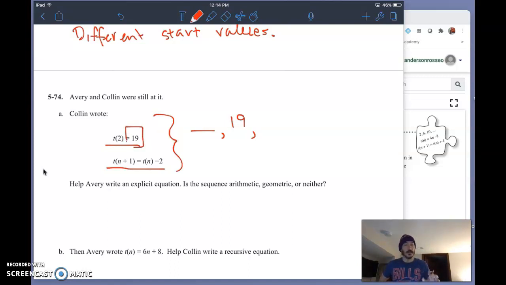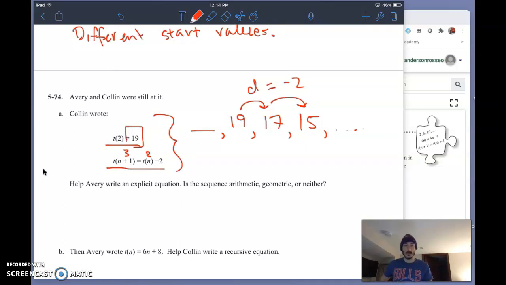The other thing that I can deduce from this is that the next term, the third term, is equal to the second term minus 2. So I can take the second term and subtract 2. If I take 19 and subtract 2, I get 17. If I take 17 and subtract 2, I get 15, and so on and so forth. And you guys can now see the pattern. I'm not going up in this particular equation. My common difference is now negative 2.